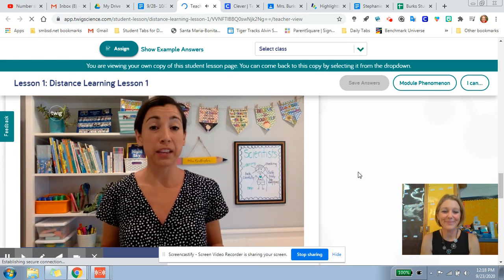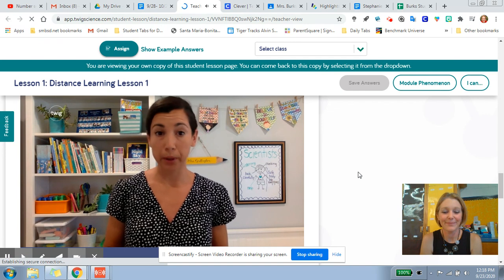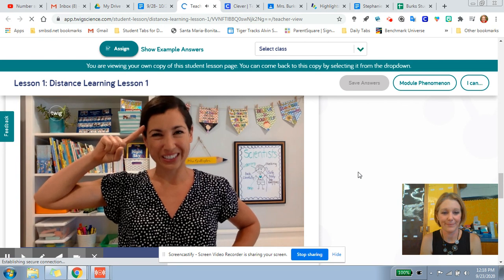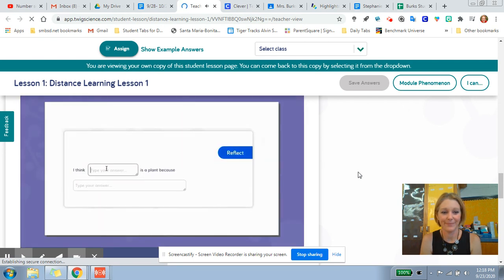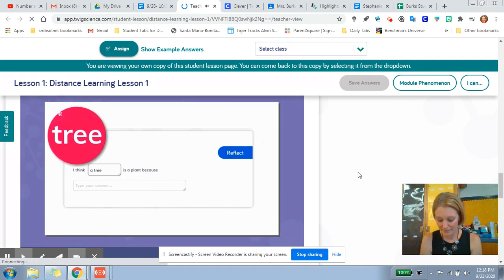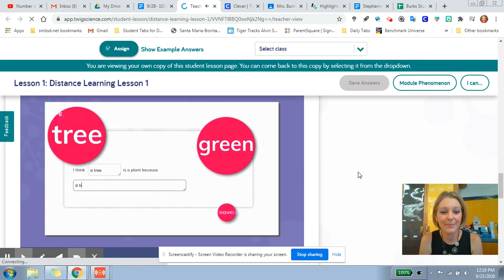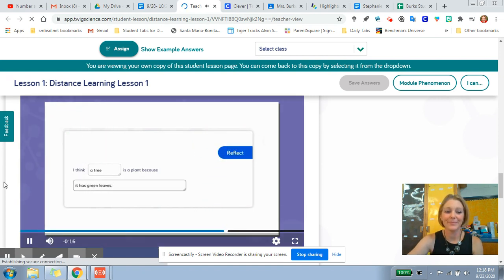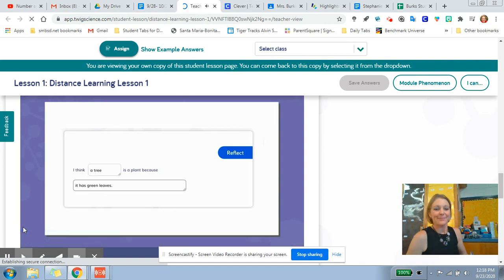Now, let's complete the reflect section of our twig book and complete a sentence with what we have learned. I will give you an example. I think a tree is a plant because it has green leaves. Now it's your turn. Can you make a sentence in your twig book? Page 16 if you are using print. Give an example of a plant and what you observed that lets you know it's a plant.